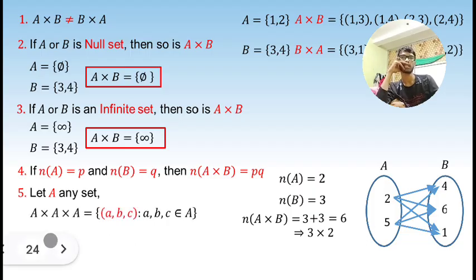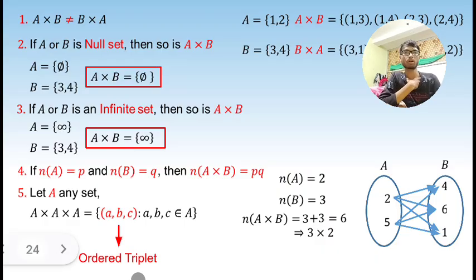So let A be any set: A × A × A. These are sets. All these sets contain the same elements. So here we can say a is belonging to the A set, b is also belonging to the A set, and c is also belonging to the A set.